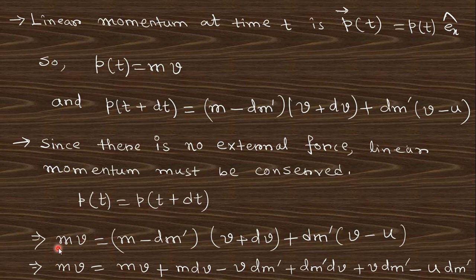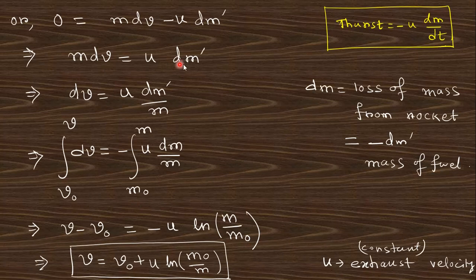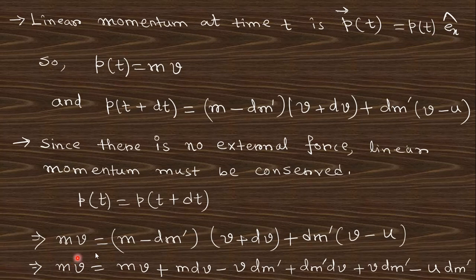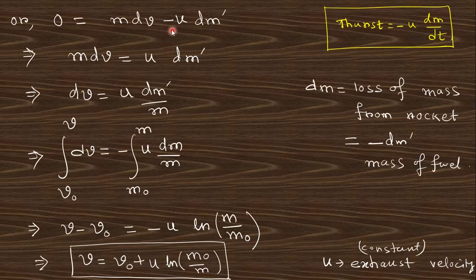If we equate these two, write down mv, and this is that portion, and just evaluate, you can get this expression. After that you can see this mb cancels out. This term will be neglected because dm prime and dv prime are small, and the multiplication of two small terms gives a very small, negligible value. And v dm prime will be cancelled out, so the only remaining terms are m dv and minus u dm prime, right?